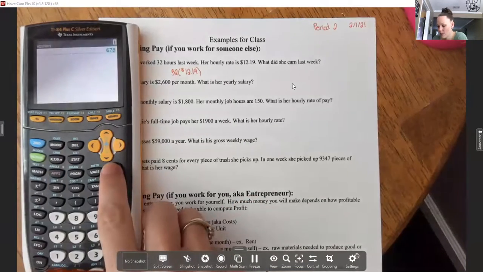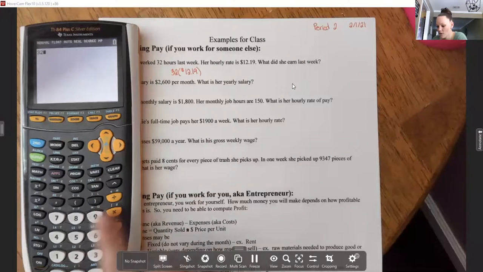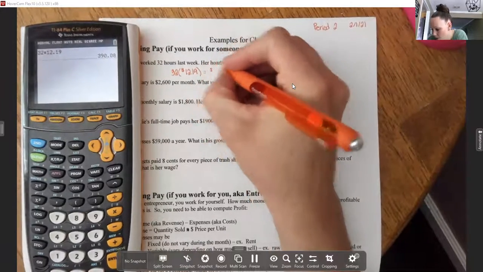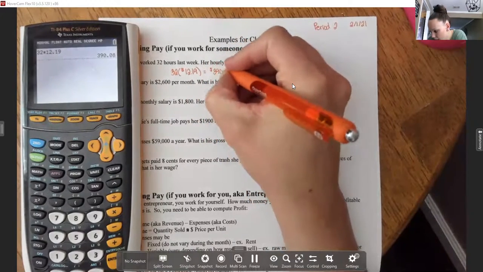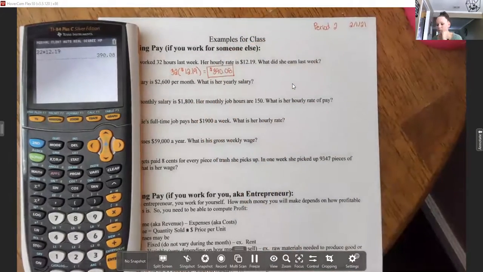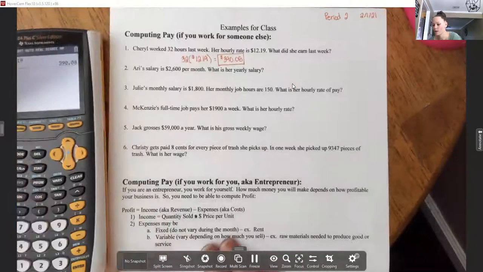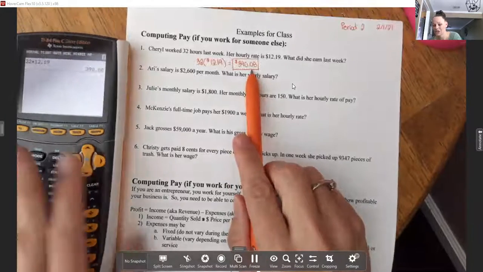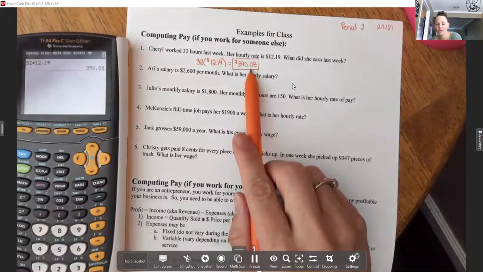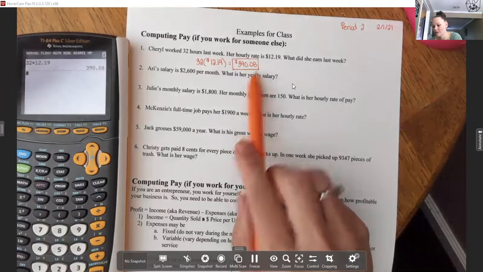All right, so 32 times $12.19 is $390.08. Again, this is going to be before taxes or anything like that. If you have had a paycheck, you know, they hit you with a lot of those. But that's just going to be before that.